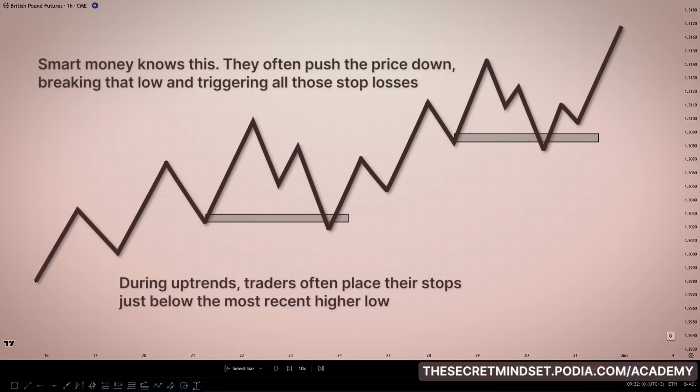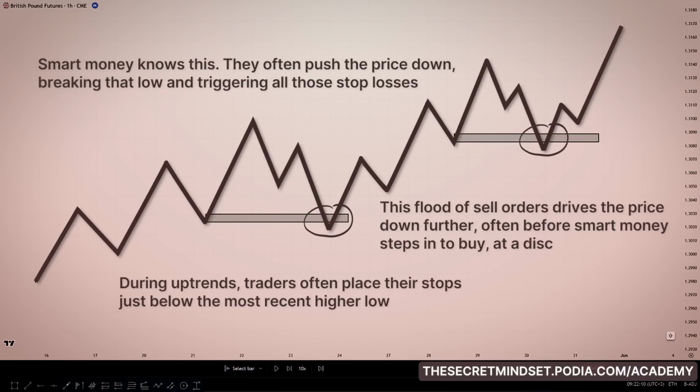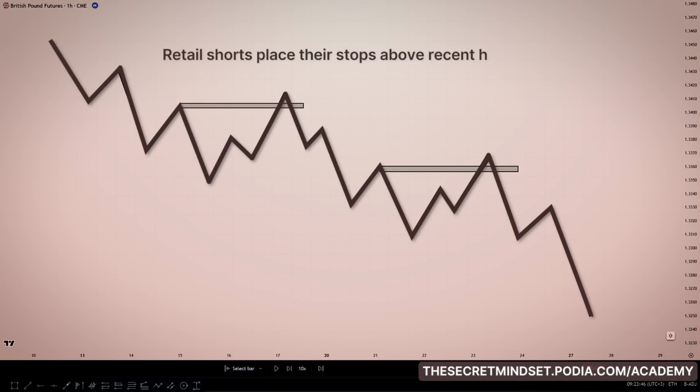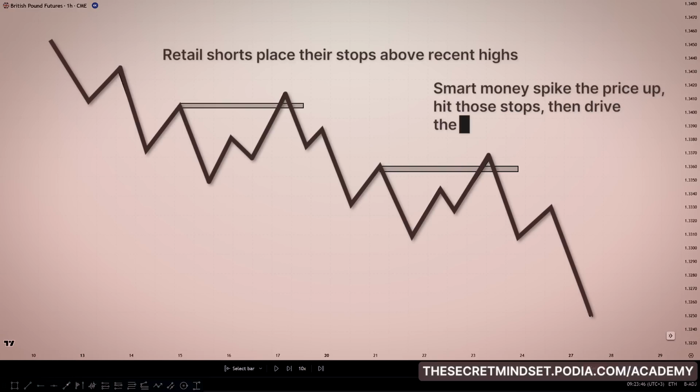And smart money knows this. They often push the price down, breaking that low, and triggering all those stop losses. This flood of sell orders drives the price down further, often before smart money steps in to buy at a discount. The same happens in downtrends. Retail shorts place their stops above recent highs. Smart money spikes the price up, hits those stops, then drives the price back down.